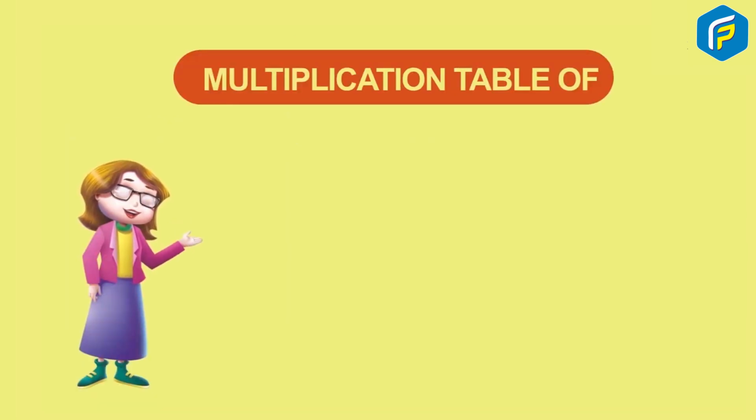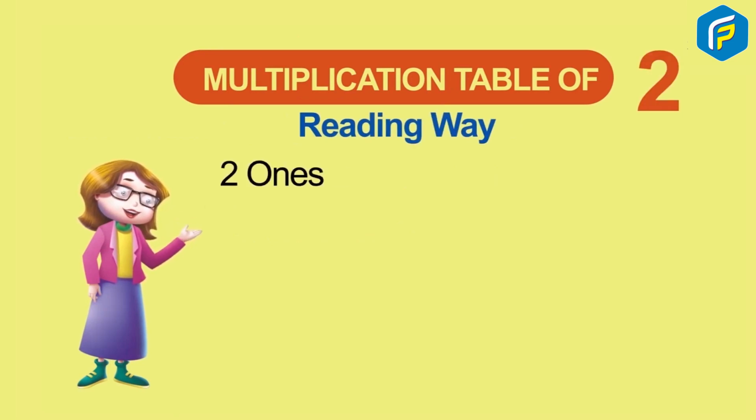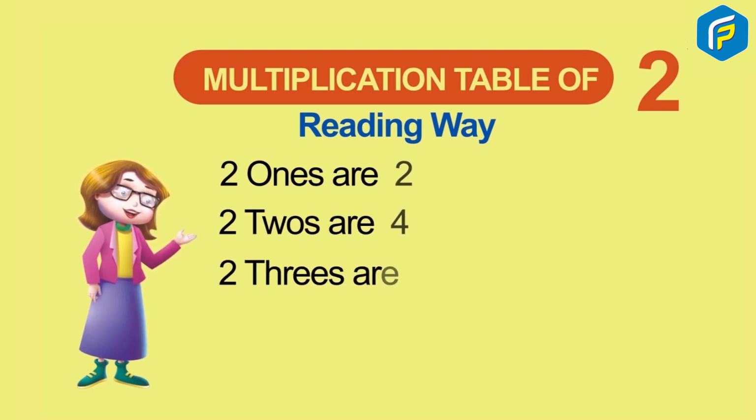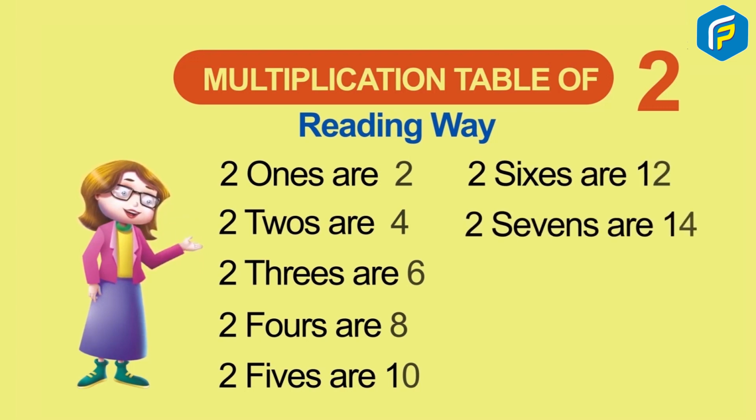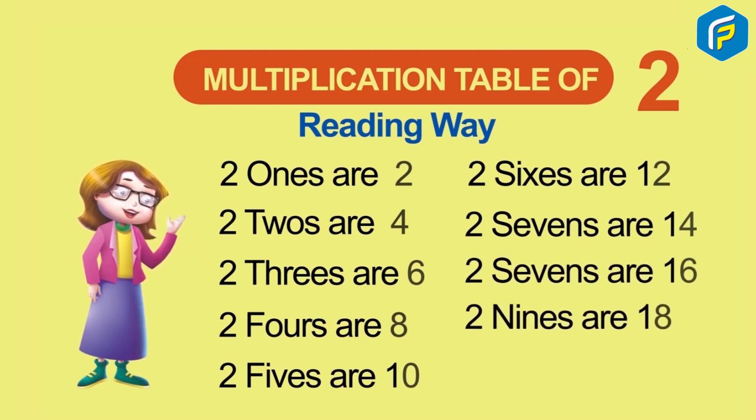Multiplication table of 2. Reading way. 2 ones are 2. 2 twos are 4. 2 threes are 6. 2 fours are 8. 2 fives are 10. 2 six are 12. 2 sevens are 14. 2 eights are 16. 2 nines are 18. 2 tens are 20.